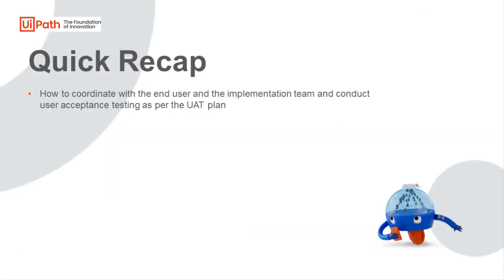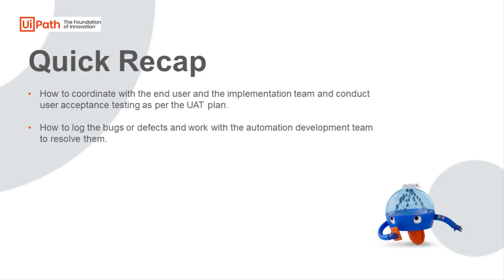To summarize, we learned how to coordinate with the end user, the implementation team, and conduct user acceptance testing as per the UAT plan. We also learned how to log the bugs or defects and further work with the automation development team to resolve those. Next, we'll discuss the business analyst's responsibilities during the deployment and hypercare and project closure phases.